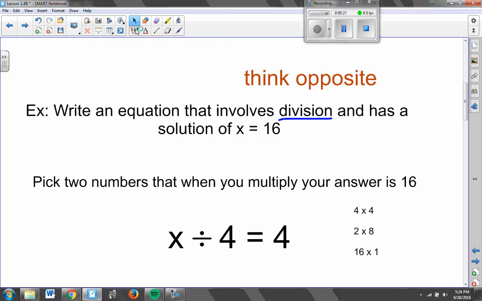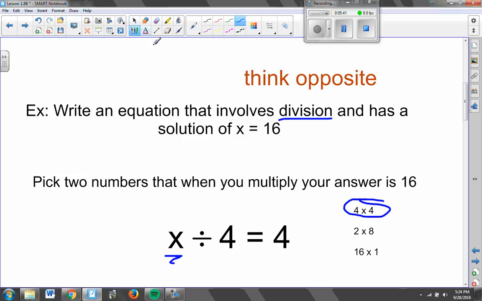And I just said x, which is my variable piece, which I'll put 16 in for, divided by 4 equals 4. Now, is that true? If I put 16 in here, does 16 divided by 4 equal 4? Yes, it does. That comes from right here, because 4 times 4 is 16. Okay, 16 divided by 4 equals 4.